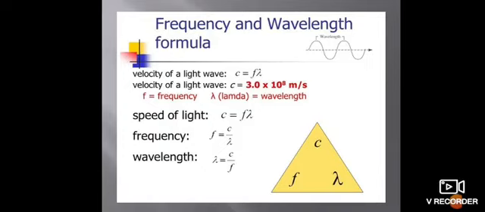C has the value 3.0 into 10 to the power of 8 meters per second. Lambda is the wavelength and f is the frequency, and the speed of light is c equals f lambda. The frequency is c by lambda, and the wavelength depends upon the speed of light, that is the velocity of the light wave, and the frequency of the wave. So that is the wavelength.